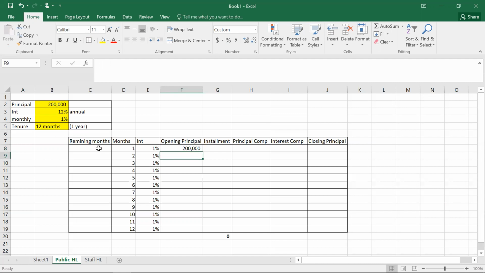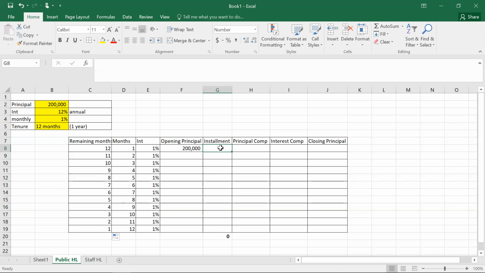Also, to help us model in a more effective way, we have added another column of remaining months. So remaining months is what? At the start, it is 12 months. For the first installment, the remaining number of months is 12. And at the time of the last installment, the remaining number of months will be 1 month at the start of the last month.